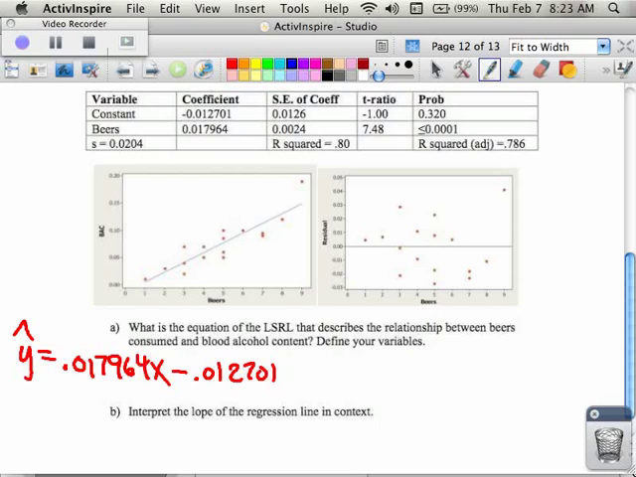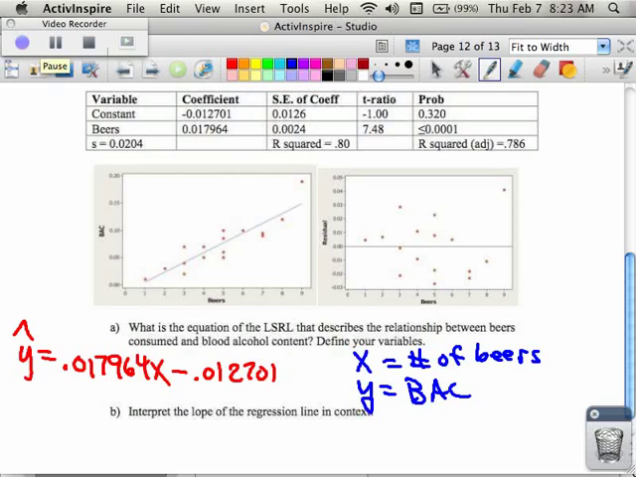We have to define our variables. We didn't do that yet. So what is x? Number of beers. How about our y? The BAC. Okay, so just define it. Tell the reader what you're doing.